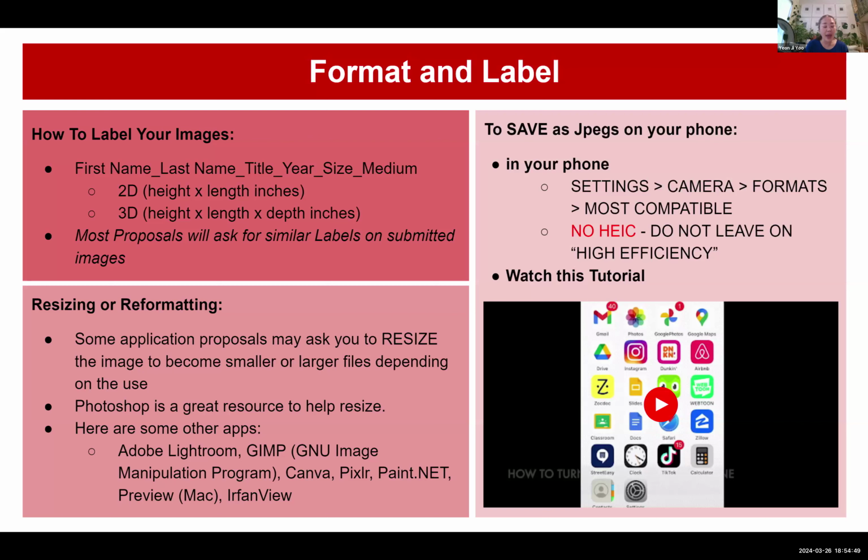So if you can, do this for each photo, great. But if not, at least know that this is the format that you will be using when you're applying for shows. So your first name _ last name _ title _ year _ size _ medium. Most proposals that you will be applying to for shows or residencies or grants are going to ask for the labels on your images to be in some formula of this, okay?